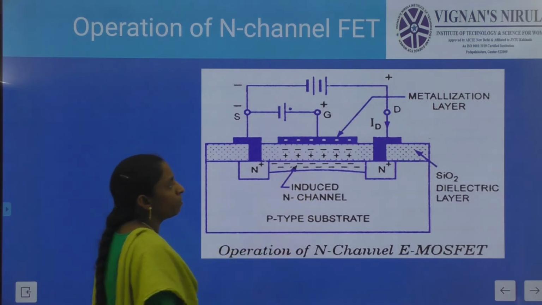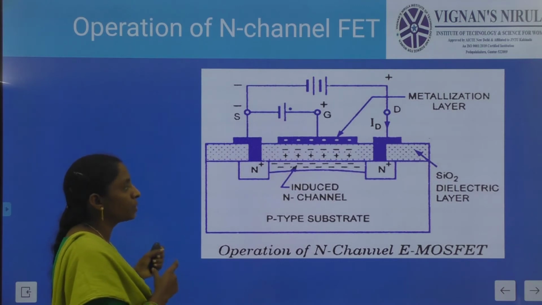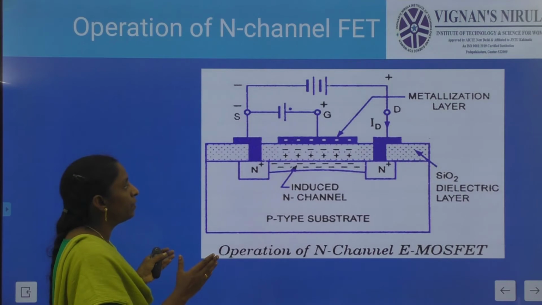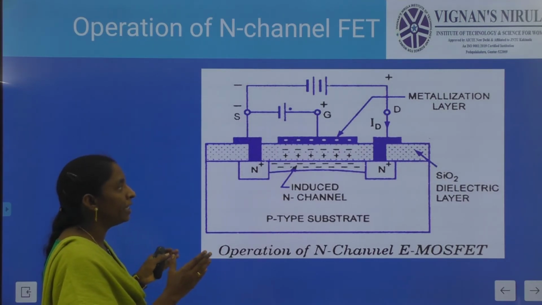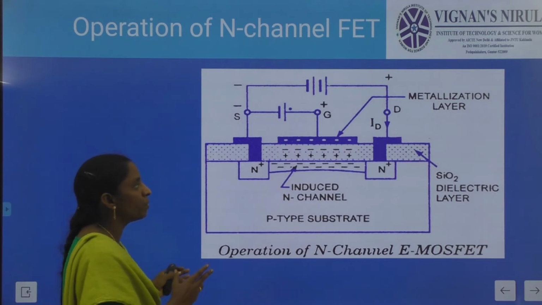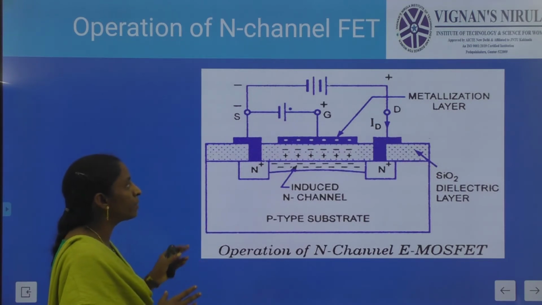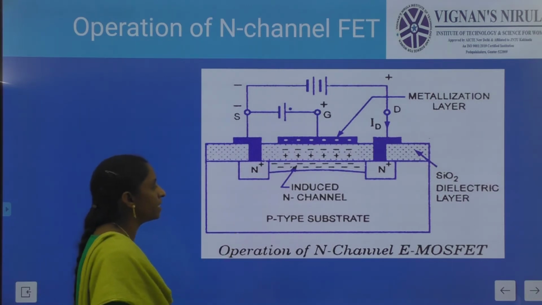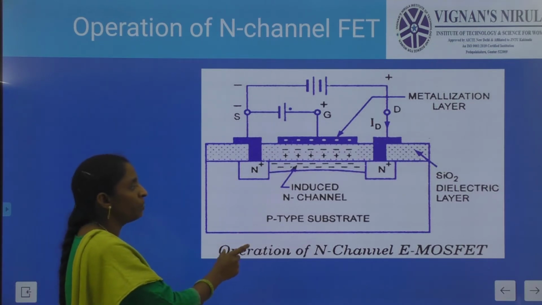Positive voltage is applied to the gate with respect to source. So we are applying voltage between gate and source, and we are applying voltage between drain and source. Here the gate is positive and the drain is also positive, and the source is negative both times. Okay, and the P substrate should be grounded.